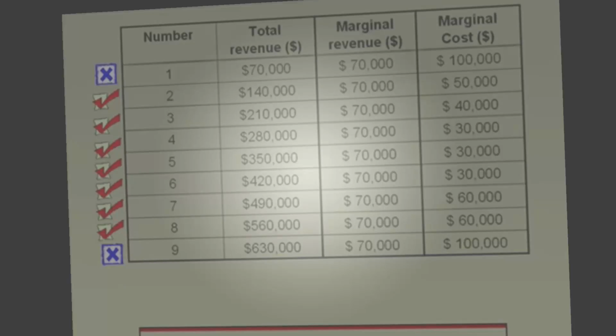For example, let's take 6 machines. At 6 machines, the revenue is 420,000 in total. What's the total cost at 6 machines? 280,000. So what's the profit? 140,000. So it's less. So the answer here is the point where MR comes very close to MC is 8 units. At 9, MC is greater than MR.